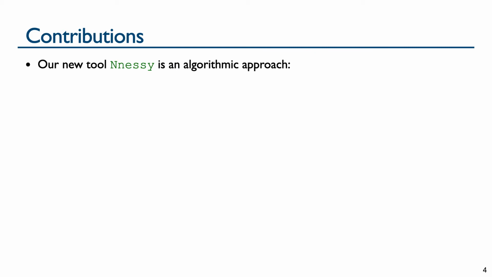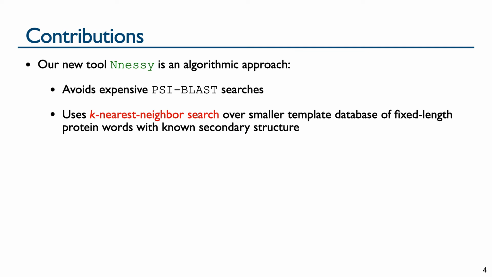In contrast, our new tool Nnessy is an algorithmic approach to protein secondary structure prediction, which avoids expensive BLAST database homology searches. Nnessy is a template-based tool and uses k-nearest neighbor search over a smaller template database of fixed-length protein words with known secondary structure. These words are searched under a distance metric that obeys the triangle inequality, so we can leverage algorithms for nearest neighbor search over a metric space, so the problem is much more structured.